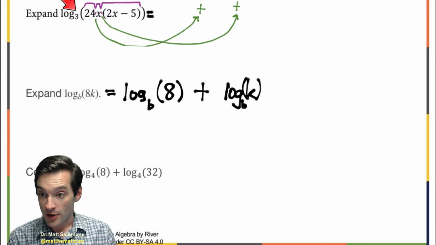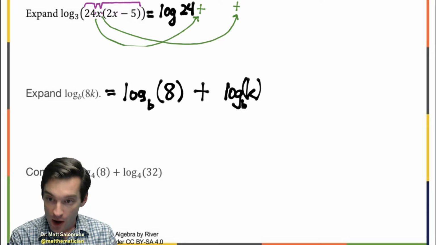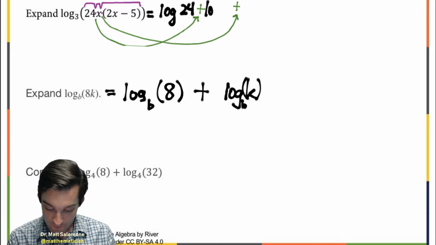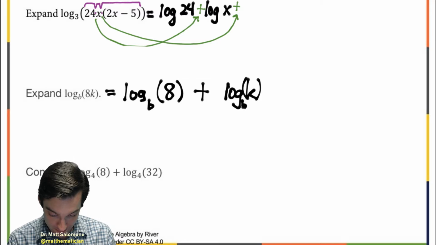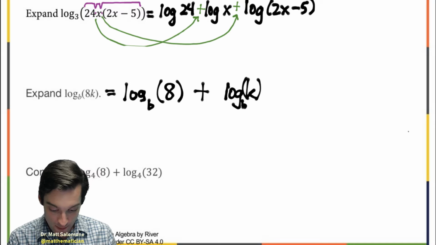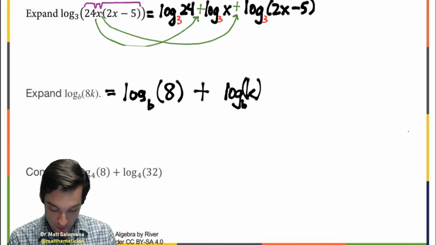And what are my new logs going to be that are added together? It's the log of 24. It's the log of the second factor here, which is x. And it's the log of my final factor, 2x minus 5. And the bases of my logs remain the same, so they remain what they originally were in this problem. In this problem, it was a base 3 log that we started with, and so I'll make all these logs base 3 as well. Now, a quick word of caution before we move on.